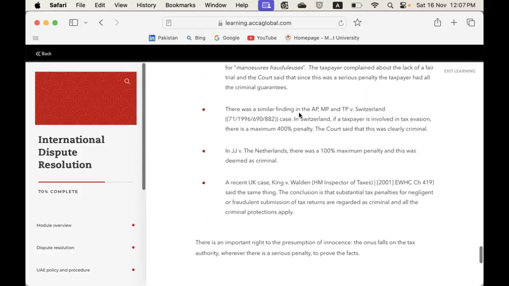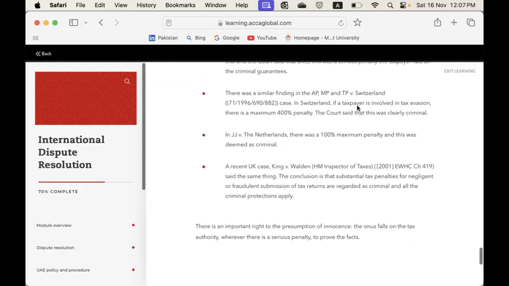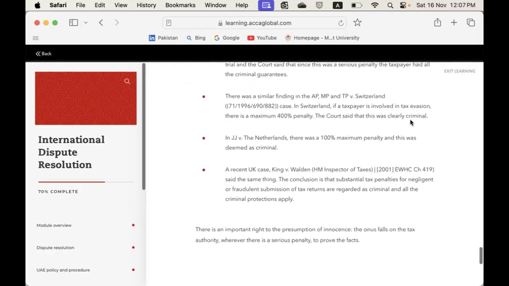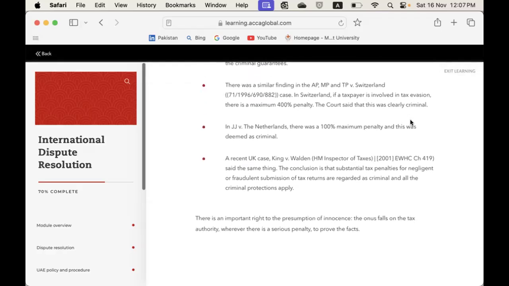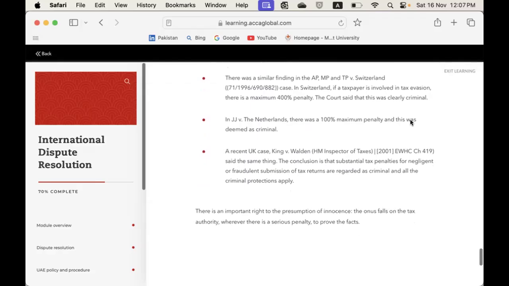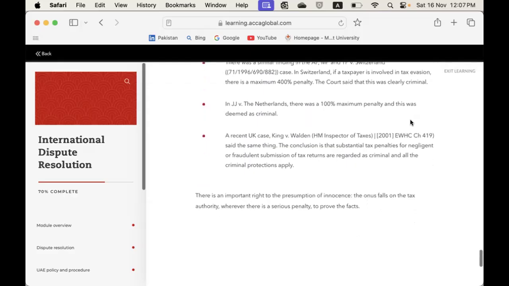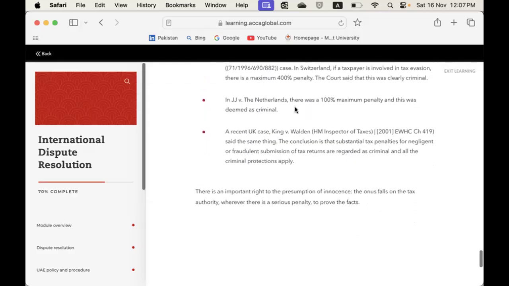There was a similar finding in AP, MP, and TP versus Switzerland. In Switzerland, if a taxpayer is involved in tax evasion, there is a maximum 400% penalty. The court said that this was clearly criminal. So, the traditional view that tax related matters are only civil, these are all examples of where the court has accepted the view that tax related penalties, tax related matters have a criminal aspect as well. In JJ versus Netherlands, there was a 100% maximum penalty, and this was deemed as criminal.